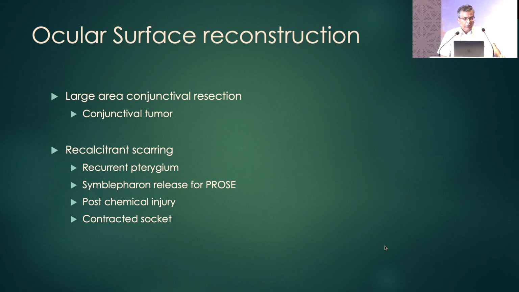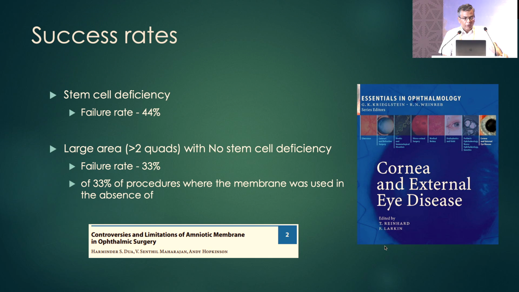The common indications for ocular surface reconstruction, apart from chemical injury and Stevens-Johnson syndrome, are when you're removing a large area of conjunctiva. This could be a conjunctival tumor or a large atypical or double-headed pterygium, and also where you expect recalcitrant scarring, like a recurrent pterygium, a symblepharon release with fornix formation to adjust the prosthetic lens, post-chemical injury, and even in a contracted socket.